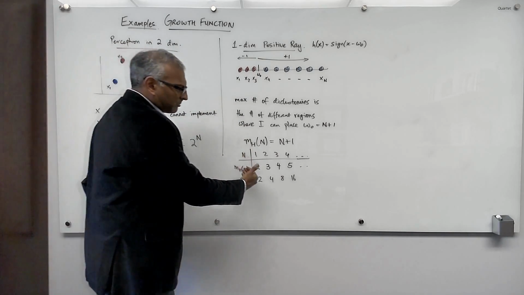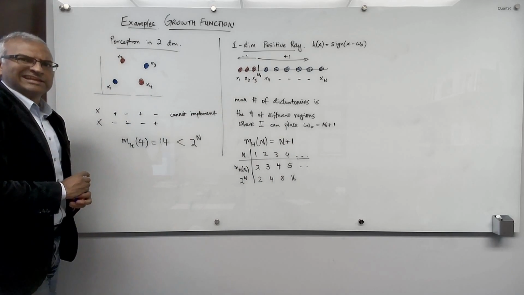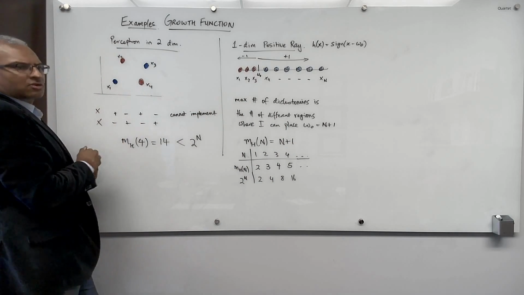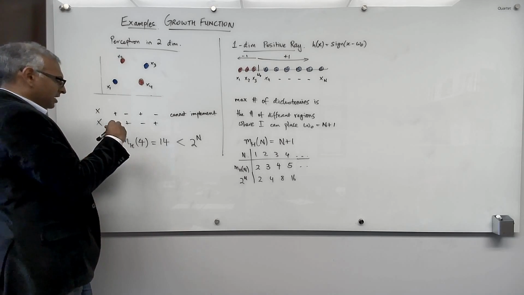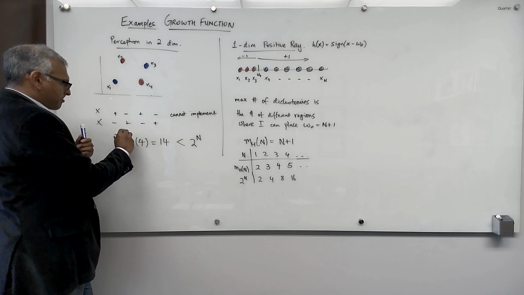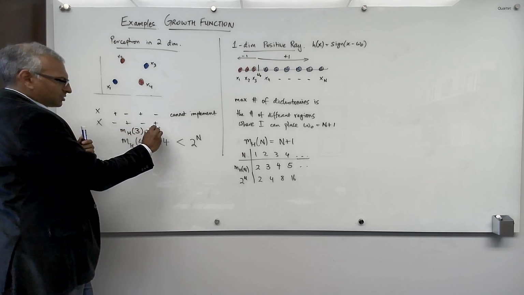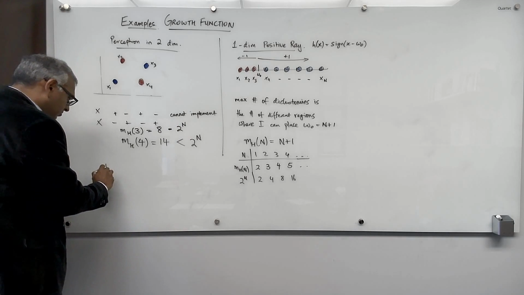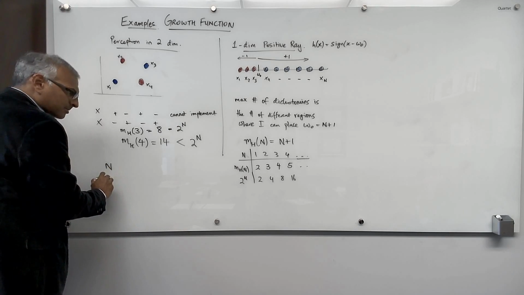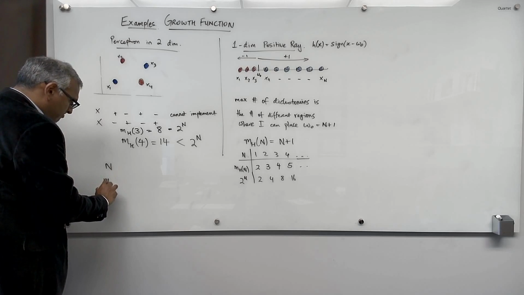In this case, we could compute m sub h of n exactly. We computed it sort of by hand. Again, we showed that m sub h of 3 in this case was 8, which is equal to 2 to the n. So let's put that same table, with n and m sub h of n.